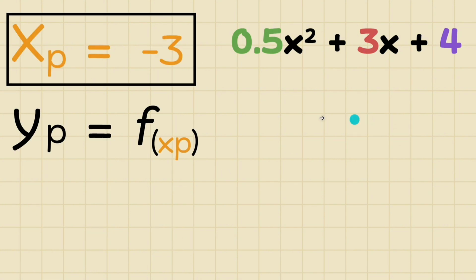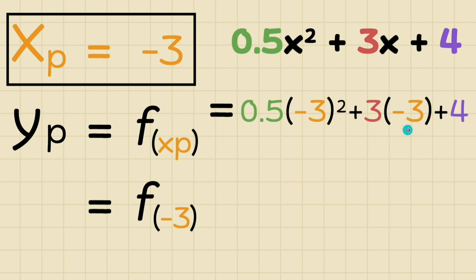Now yp, right? What's this? F, function, right? It says function of xp. This is referring to the xp that we just solved right here. So this would be function of negative 3. But what is function? Function basically just tells us to plug in whatever number xp is, or in this case it's xp, but whatever number here is, into this equation here as x. So in this case, here, we substitute x for negative 3, as so.